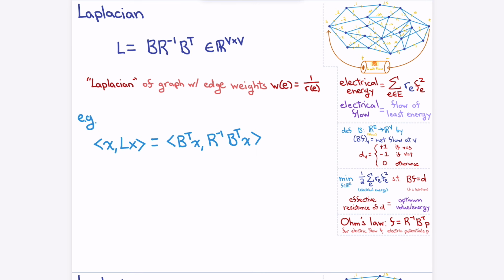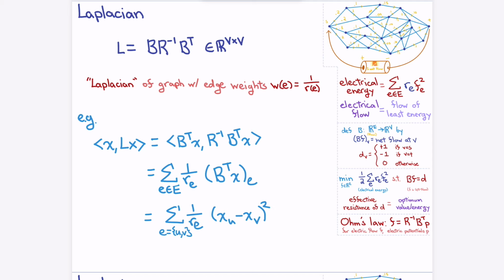If I just start expanding this out, I feel like I didn't give the friendliest definition to start with, but we'll get an equivalent, better one. B was the thing that took flows and outputted the net at each vertex. If you transpose it and look at a particular edge, you're going to get 1 from one vertex and -1 from the other, based on how the edge is oriented. So you end up getting something. I'm missing a squared.